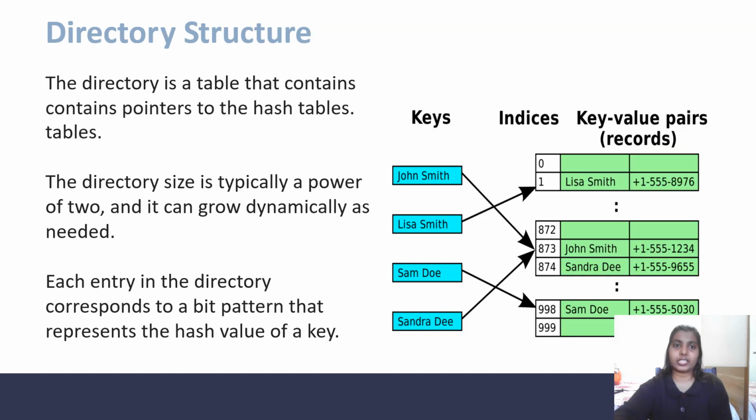Directory structure. The directory is a table that contains pointers to the hash tables. The directory size is typically a power of 2 and it can grow dynamically as needed. Each entry in the directory corresponds to a bit pattern that represents the hash value of a key.